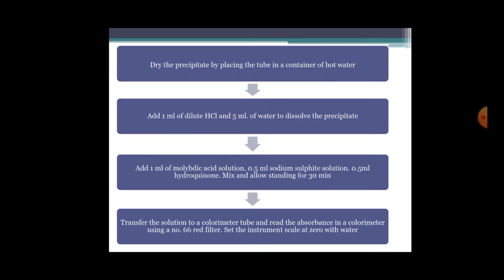Dry the precipitate by placing the tube in the container of hot water bath. Then add 1 ml of dilute HCl and 5 ml of distilled water to dissolve the precipitate. In that, add 1 ml of molybdic acid solution, 0.5 ml of sodium sulfide solution, 0.5 ml of hydroquinone. Mix and allow it to stand for 30 minutes.